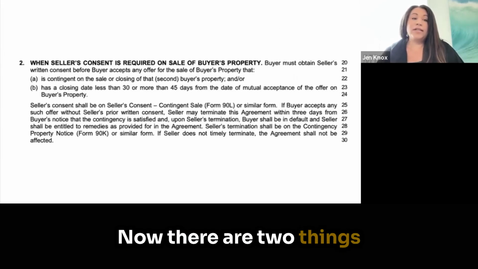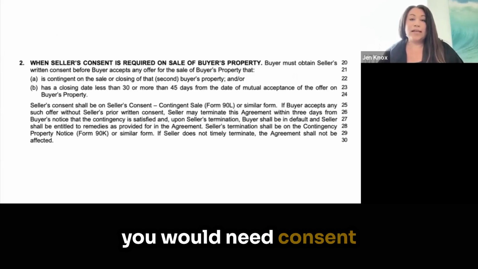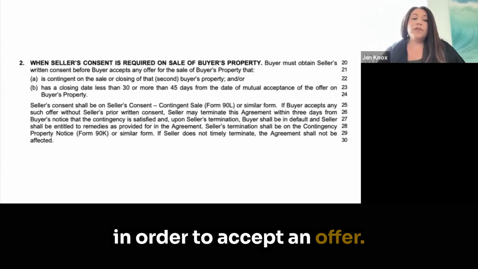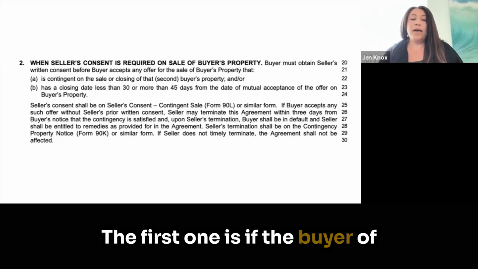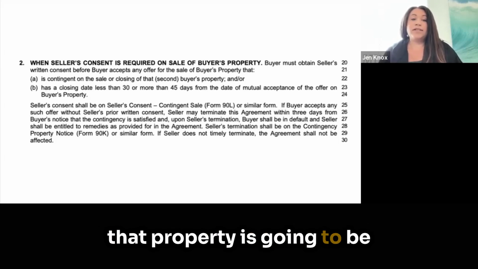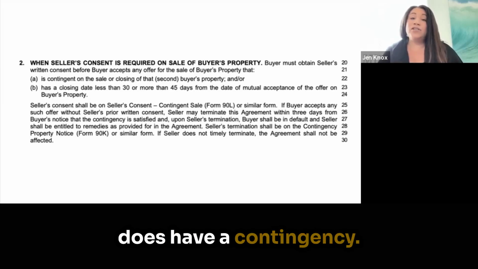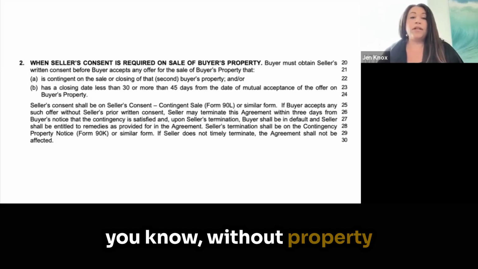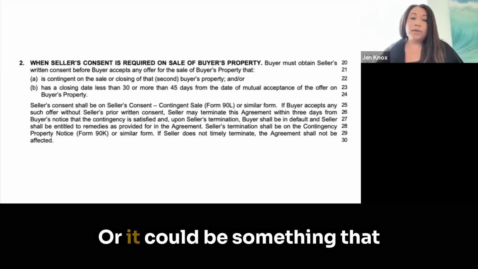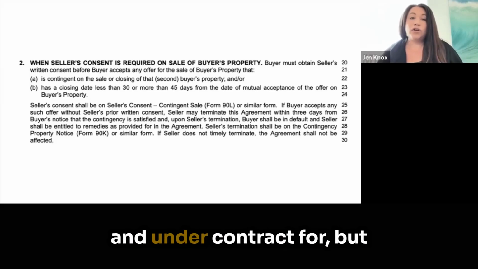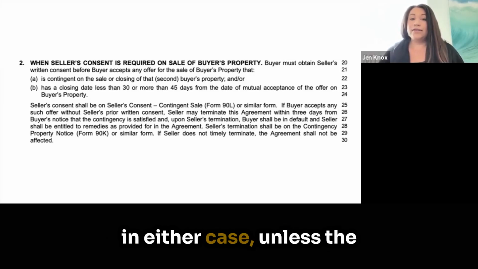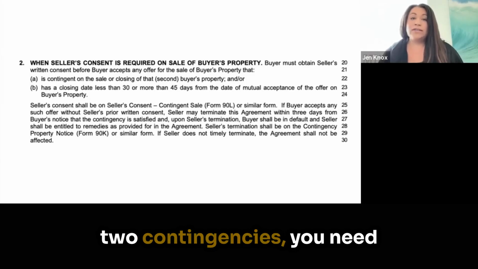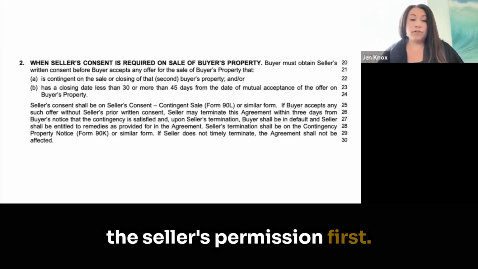Now, there are 2 things that could happen where you would need consent immediately from that seller in order to accept an offer. The first one is if the buyer of that property is going to be accepting another offer that does have a contingency. Now, that contingency can be something where the property needs to go on the market, or it could be something that they're currently pending and under contract for. But in either case, unless the buyer is coming to the table with an offer without those 2 contingencies, you need the seller's permission first.